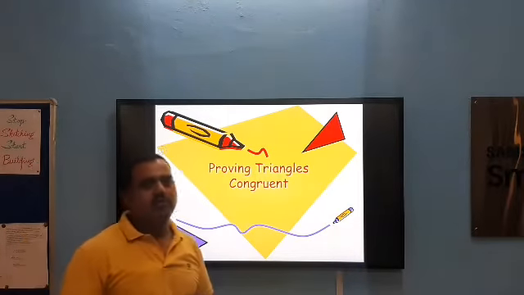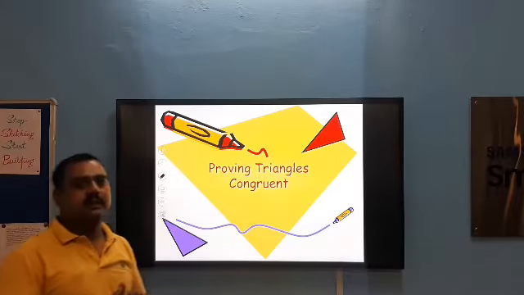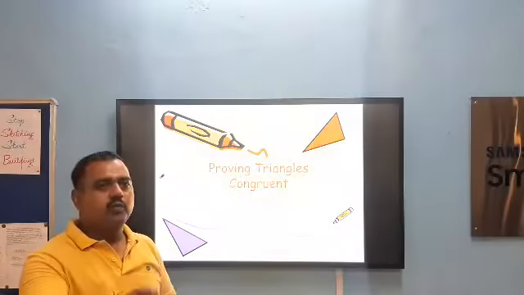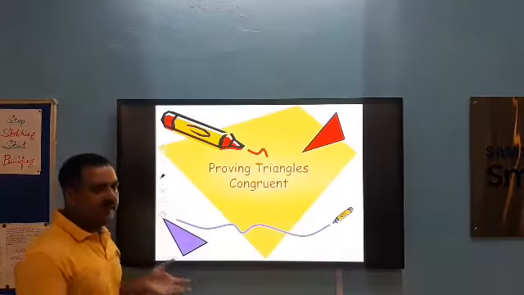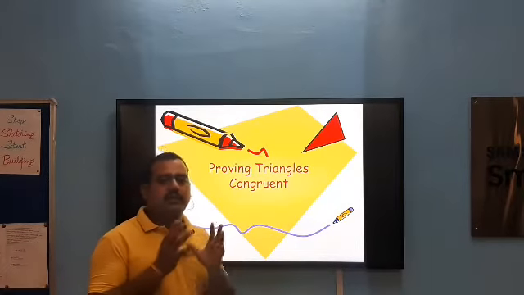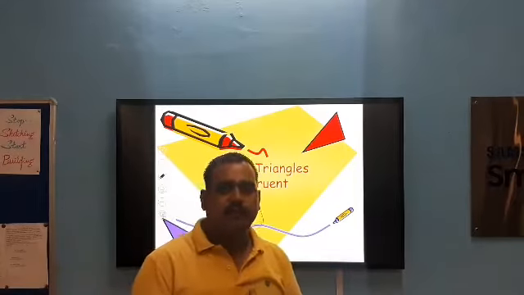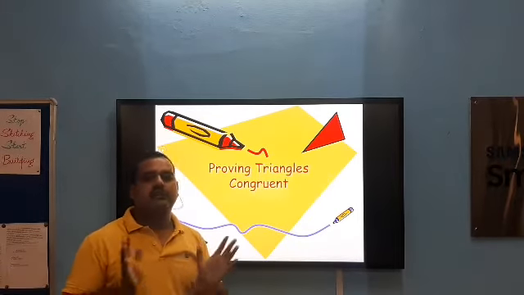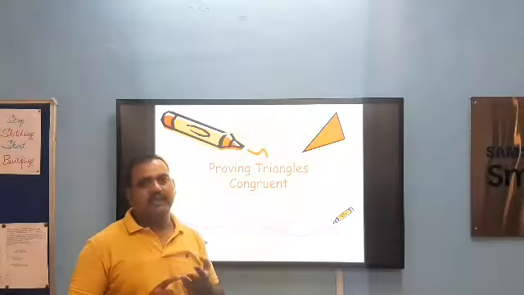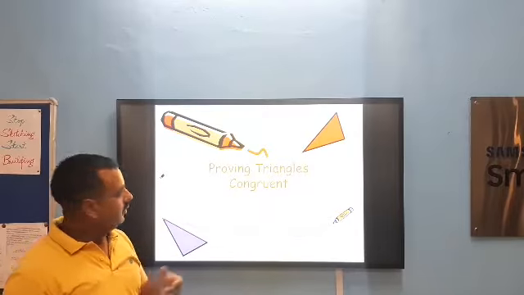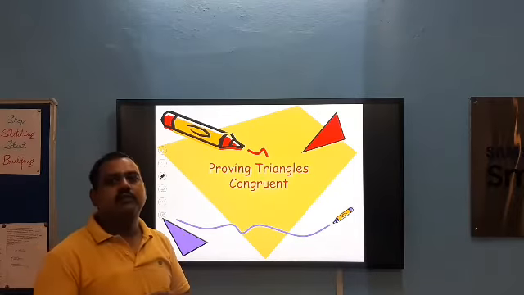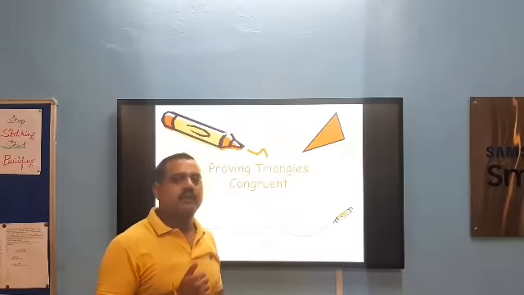Now, proving triangles congruent. The main topic of our chapter is proving triangles congruent. How can we prove that two triangles are congruent? Before that, we look at the parts of the triangle. Each and every triangle has 6 parts, which include 3 sides and 3 angles. So if we have to prove two triangles congruent, it means each and every part of one triangle is equal to each and every part of the other triangle.